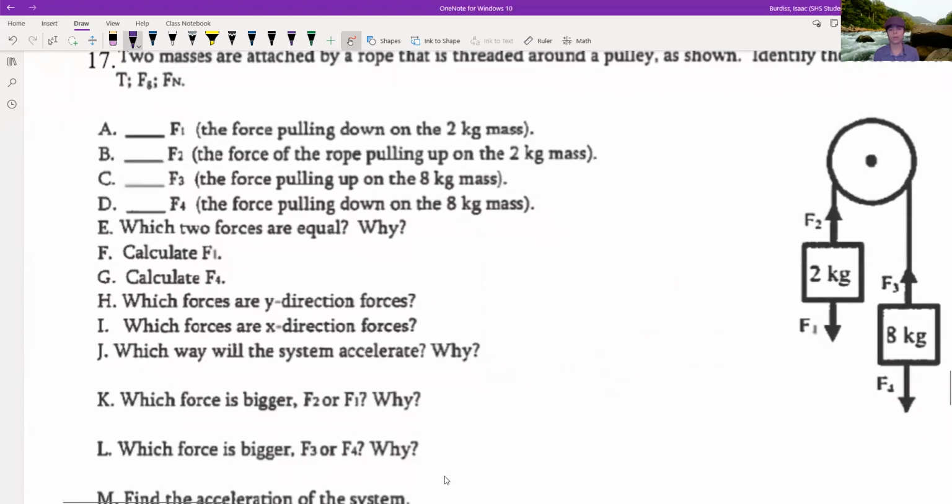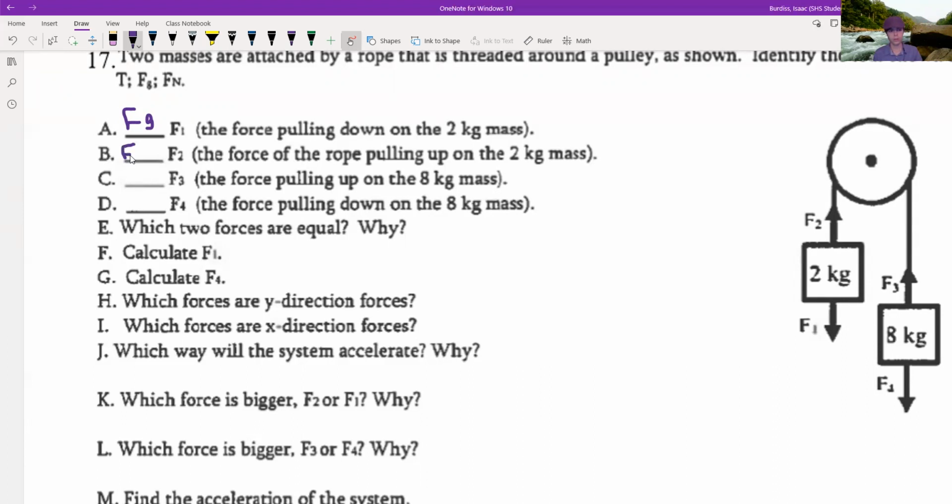So what would F1 be? Well, that looks like it's down. So what would bring it down? Its mass or its weight. Weight is the same thing as the force of gravity, which is mg. So that F1 would be Fg. What about F2? Well, that's trying to keep it up. That's tension.